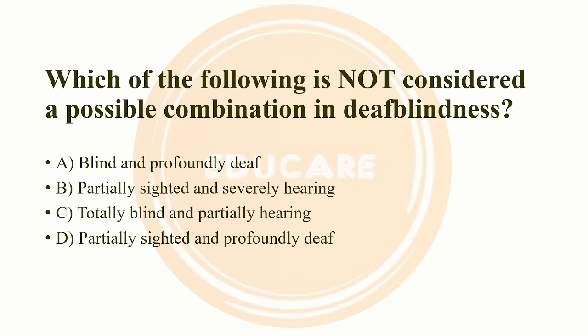Which of the following is not considered a possible combination in deaf blindness? Option: blind and profoundly deaf, partially sighted and severely hearing impaired, totally blind and partially hearing, partially sighted and profoundly deaf. Answer of this question is option C, that is totally blind and partially hearing.